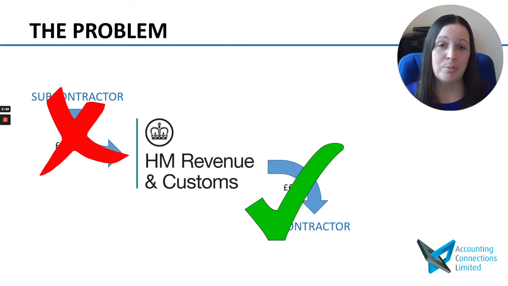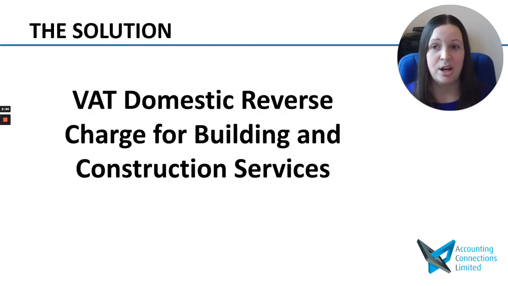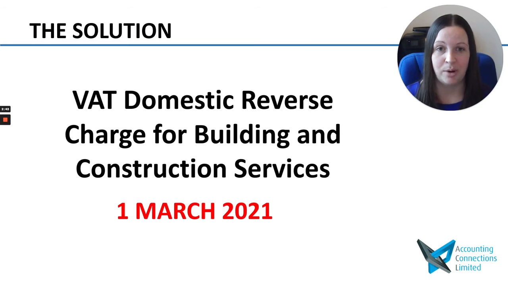However, the subcontractors are letting the side down. They're not paying into HMRC, which means that HMRC, if they're not getting the money in but they're having to pay the money out, it's leaving them at a deficit. So they had to find a solution to this problem, and the solution they came up with was the VAT domestic reverse charge for the building and construction services. This came into effect on the 1st of March 2021.